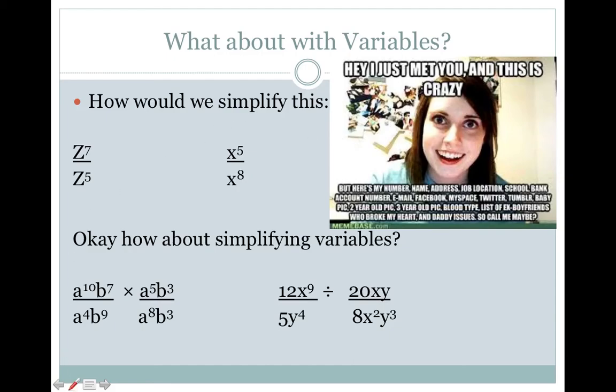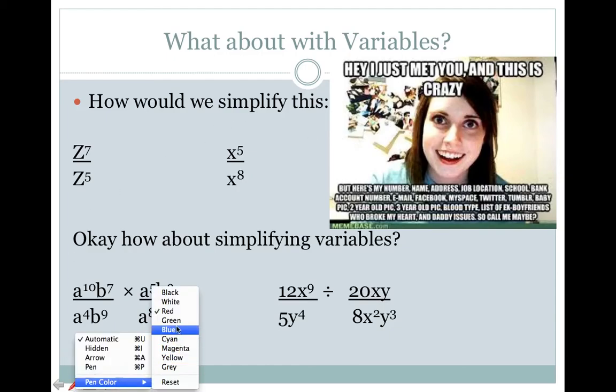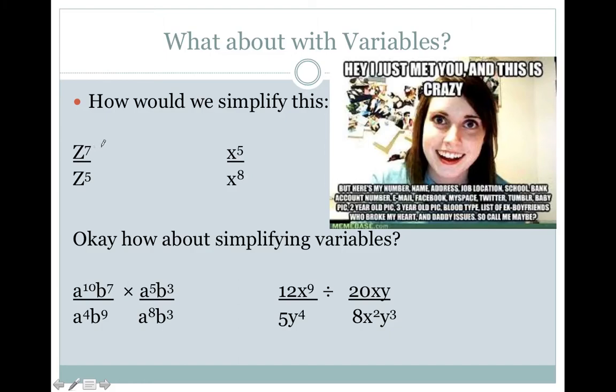So just for clarification, this z to the 7th literally means 7 z's. So we have 1, 2, 3, 4, 5, 6, 7. So z to the 7th means 7 z's over 5 z's. So what we could do is we could cancel out 5, find out how many we're left with. Of course, you could also just subtract the exponents. So the answer to this first one would be z to the 2nd.